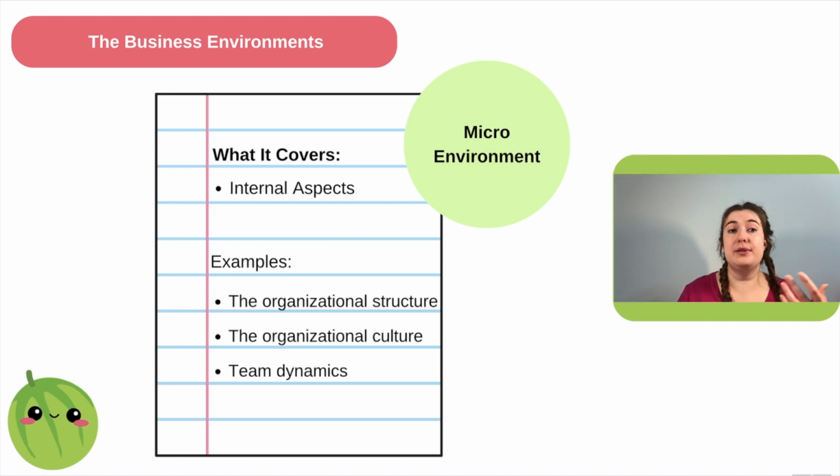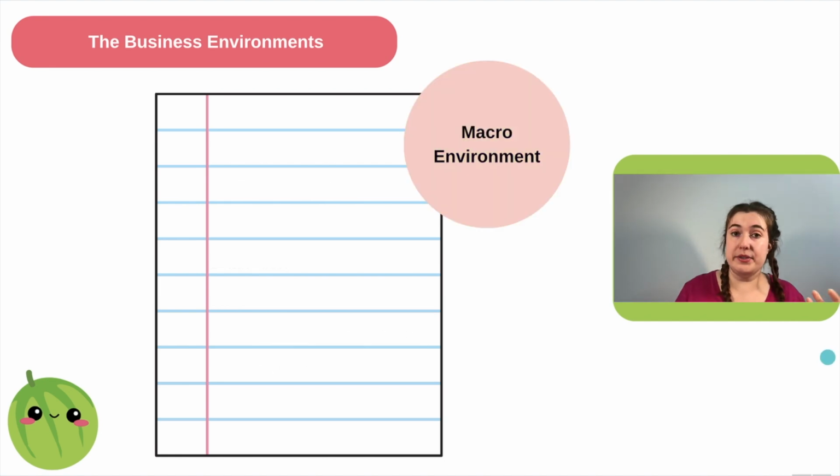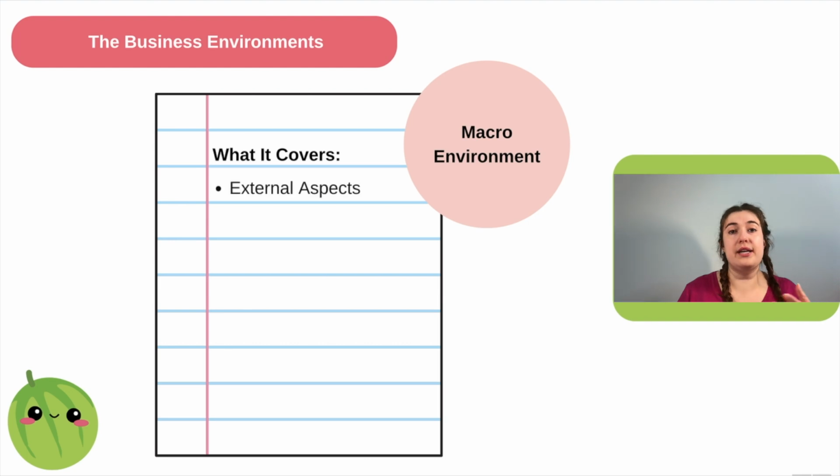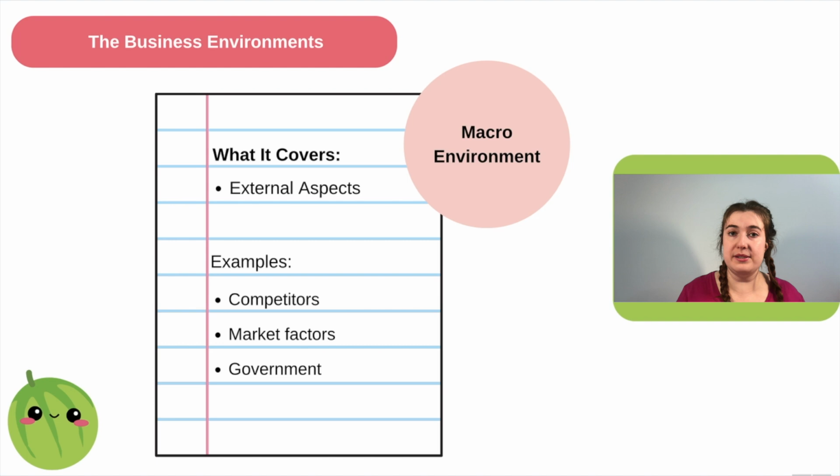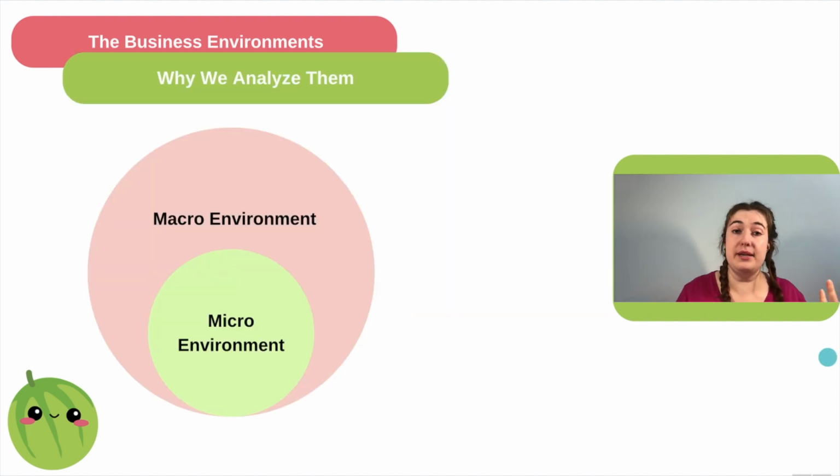When it comes to the macro environment, now we can understand why we are saying that the micro environment works within the macro environment, because the macro environment is covering all the external aspects of the company. So it's looking at things like market factors, competitors, government policies, differences in politics, things like that, the economy. So it's very much the outside environment to the business. And that's why we say that the microenvironment is working within the macro environment.